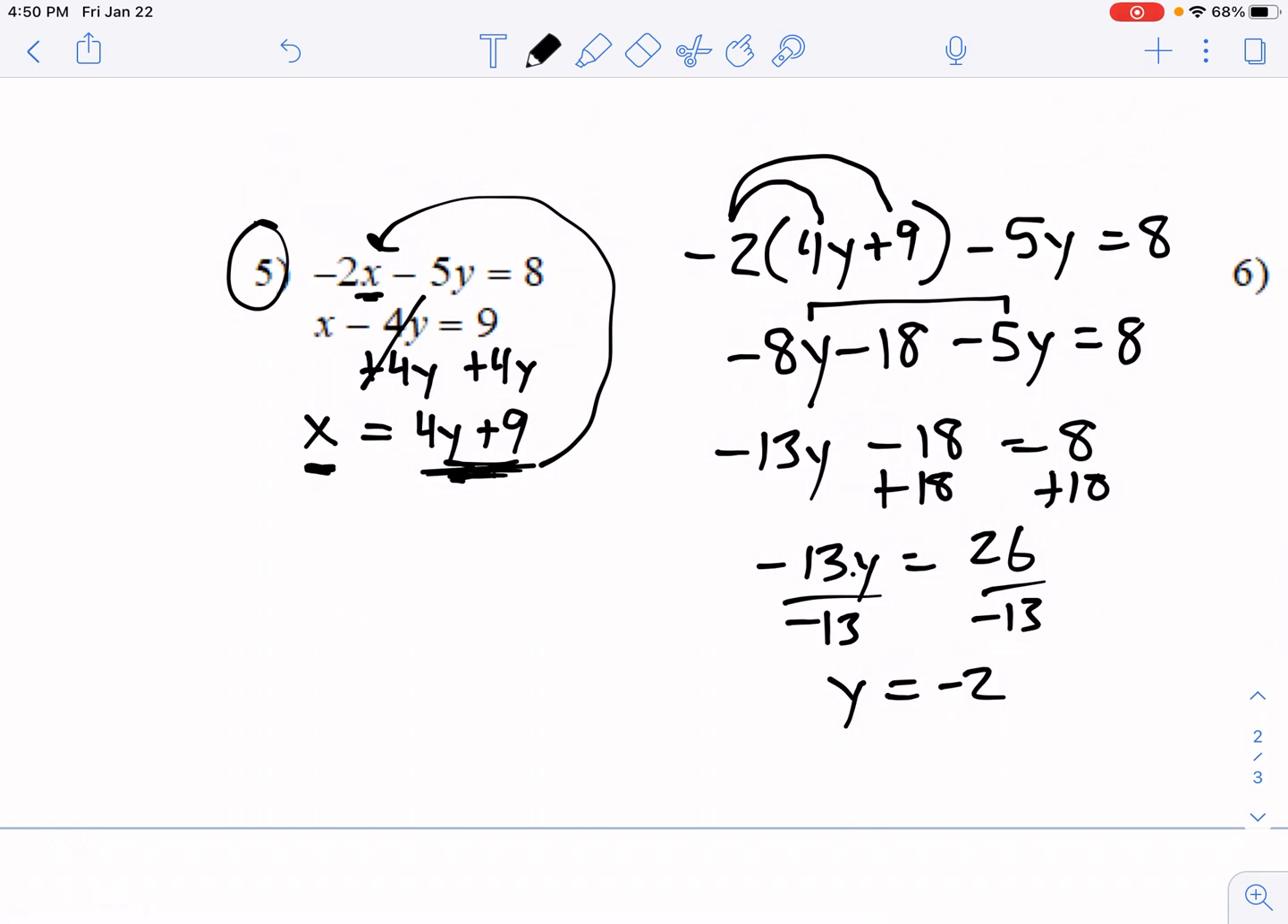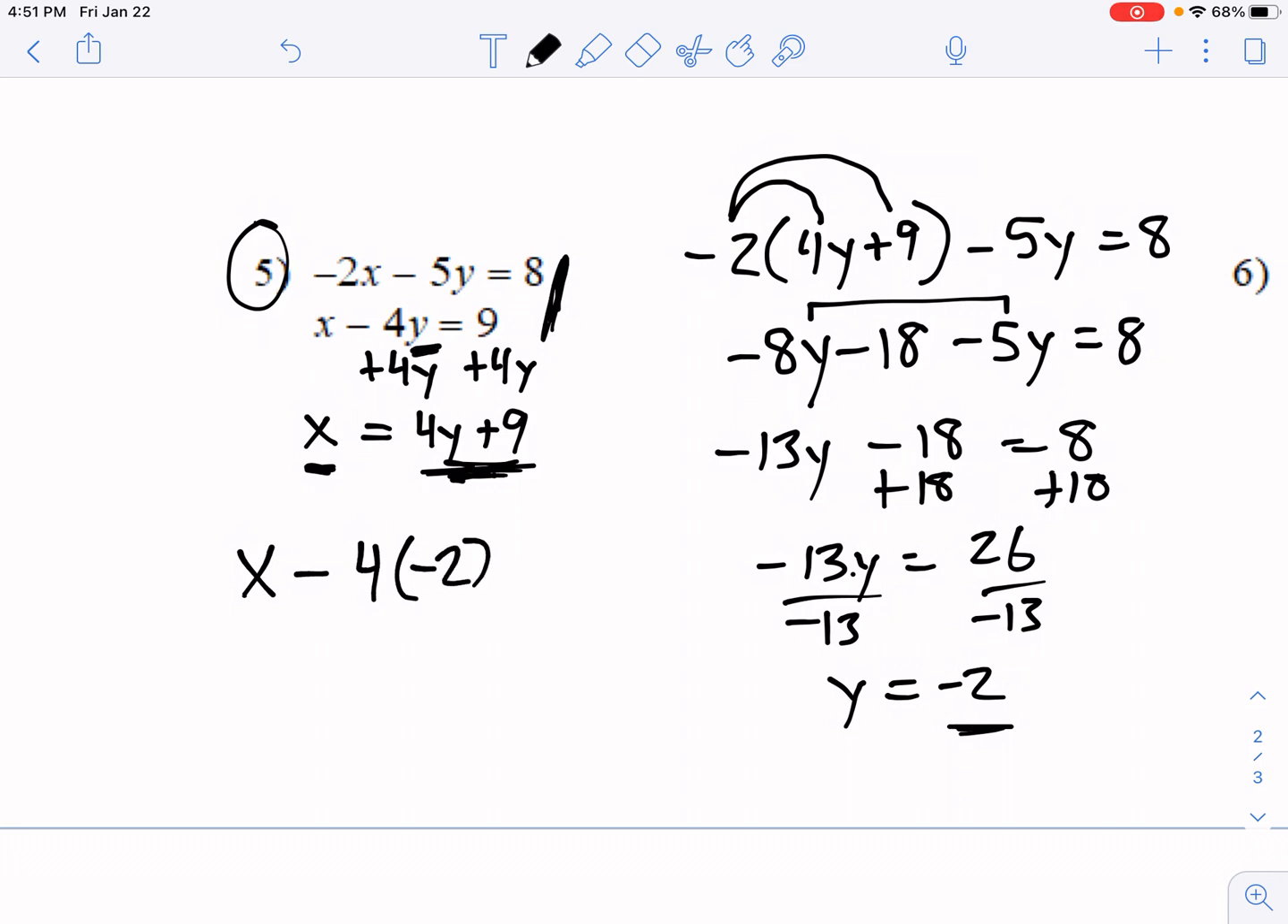We have one of the variables. Now what we have to do is go back to the original equations. We have to go back to one of these original equations and plug this in for the y. Now again, you can do either one. Me personally, I prefer to go to the one that looks a little easier. So I'm going to use the second one, and I'm going to plug -2 in for this y here.